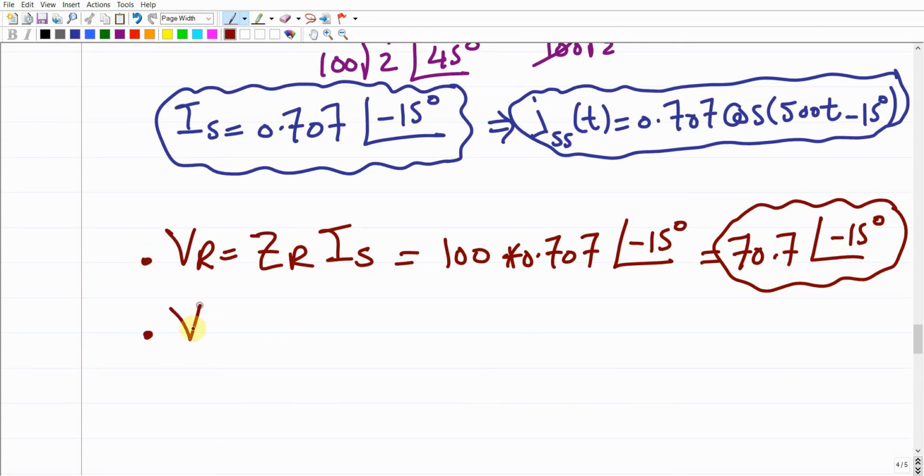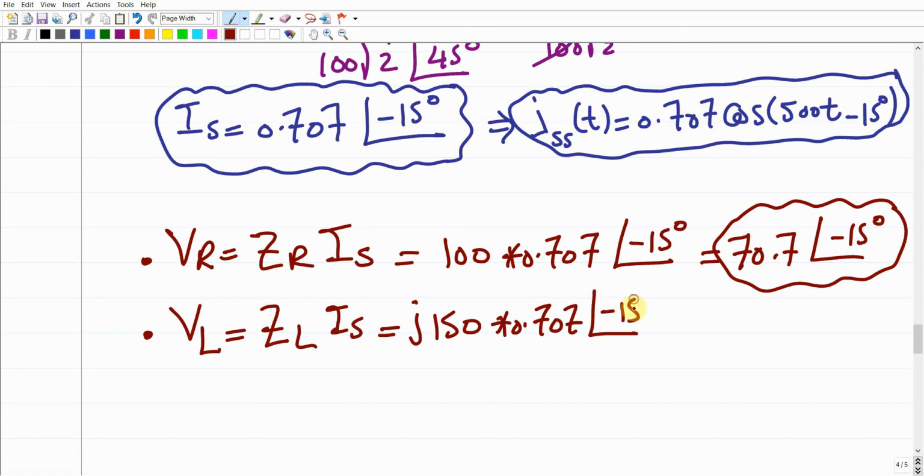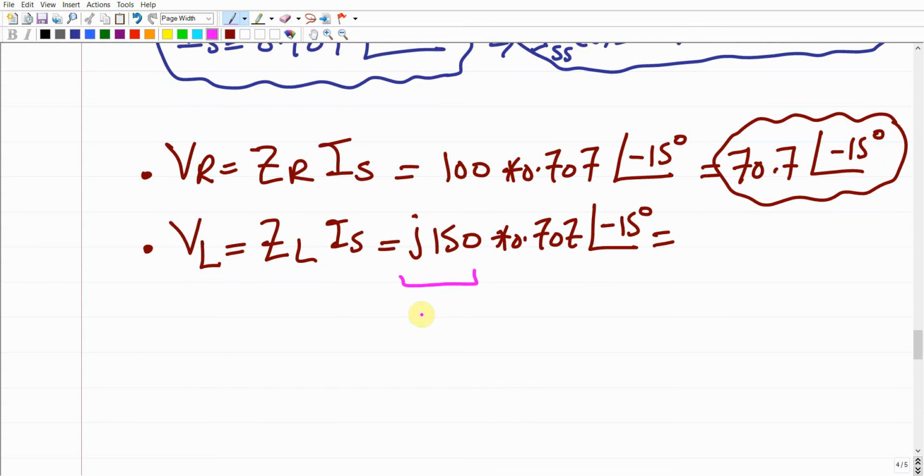Now we're gonna calculate the voltage over the inductor. The voltage over the inductor should be ZL times IS. ZL, we got it as j150. Make sense? Times 0.707, the angle should be negative 15 degrees. This term, this j, we can convert it into the polar form as 150. This is the magnitude, and the angle directly is going to be 90 degrees. Because this is in the rectangular form, we have to convert it into the polar form. So this term, there is no real, it means that the angle should be 90 degrees.